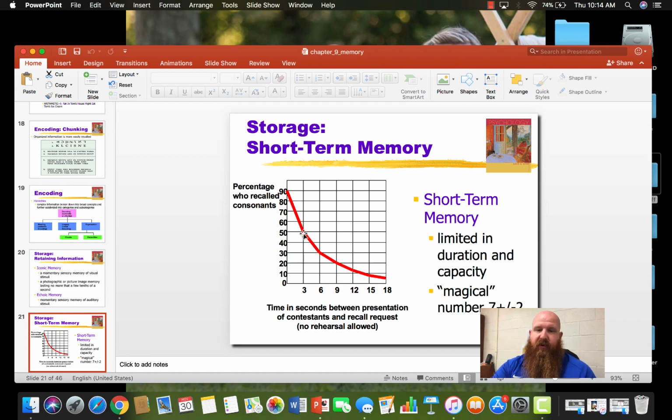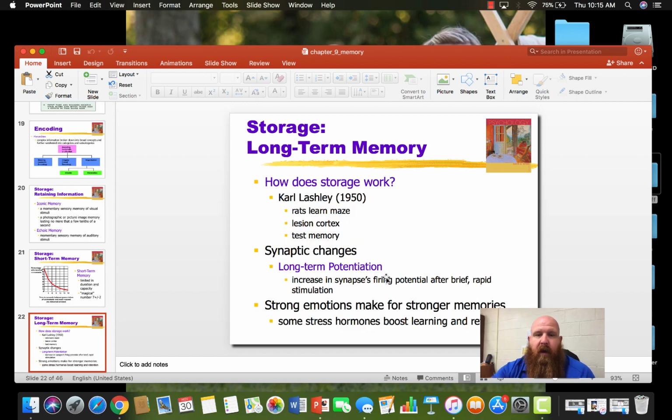So really, at 3 seconds, most people are only getting half right. At 6 seconds, you're only getting 30% right. At 9 seconds, you're getting 20, and you kind of see how that falls off. By 18 seconds, you're getting less than 10% of the list of consonants right. So that's if you don't rehearse. Now, if you do rehearse, that changes all of this up. Generally you're limited in time, limited in capacity, with between 5 and 9 things, but generally the number is 7.